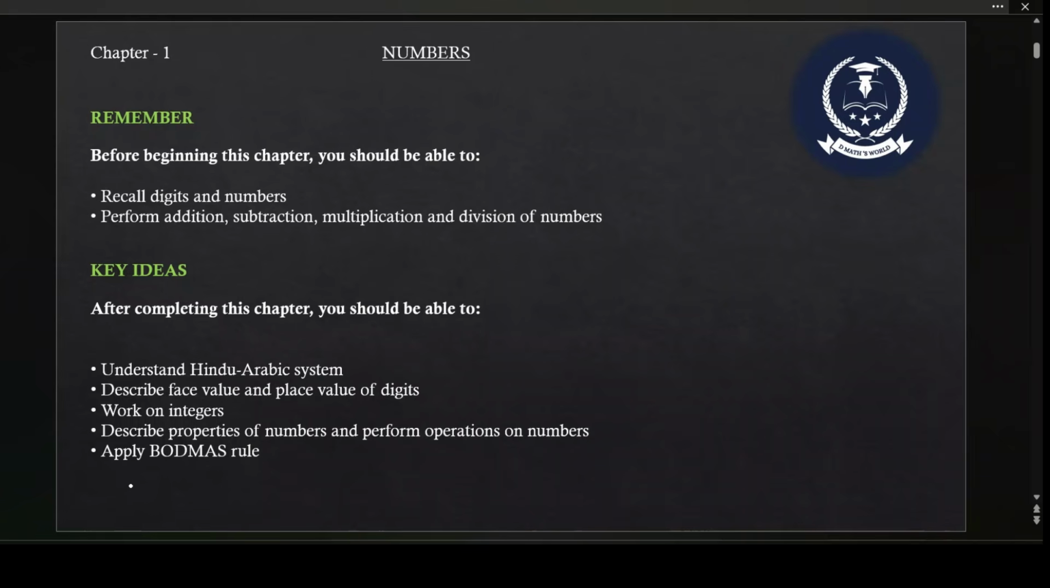It is very helpful in competitive exams like SSC, and any government sector if you're going to prepare for any exams. So you will prepare this one. Okay, apply BODMAS rule. Okay, so I will teach you today.